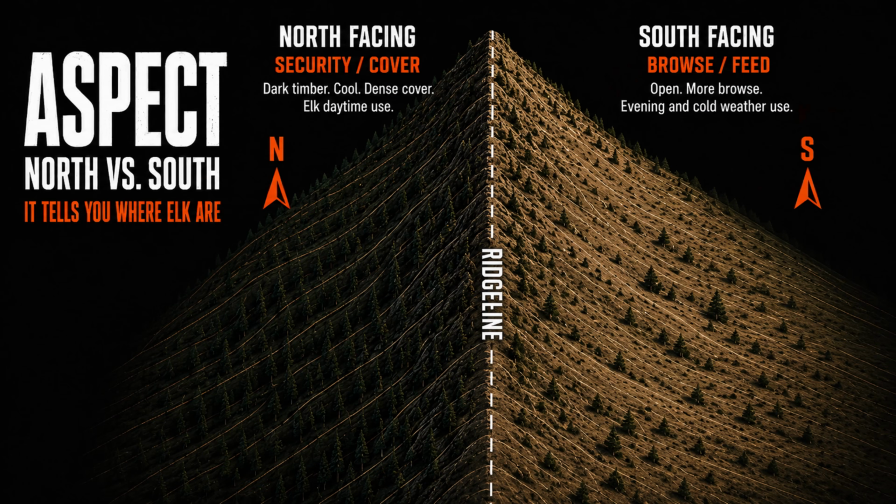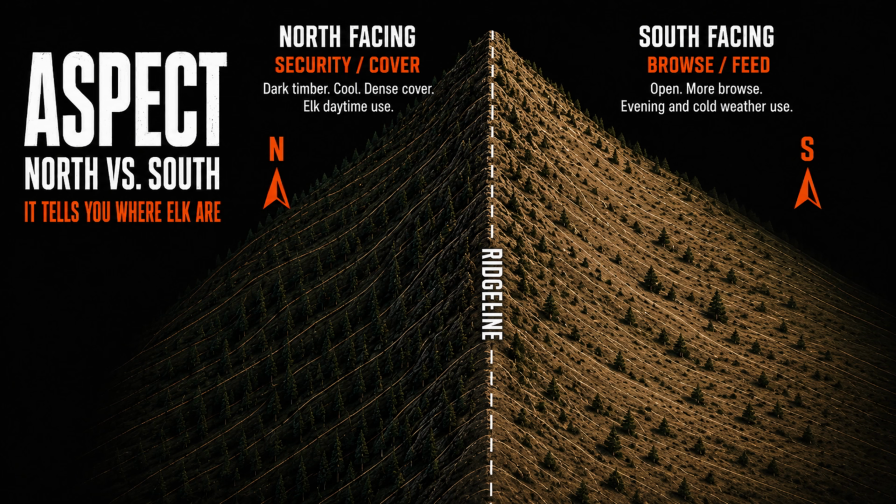Aspect is the direction of a slope face. It's one of the most underused map reading skills in elk hunting, and it's going to connect directly to security, cover, and food all at once. So determine the aspect on your topo map by figuring out which direction the contour V opens towards. Those that are pointing north mean that's a north-facing slope. Those that are pointing south mean that's a south-facing slope.